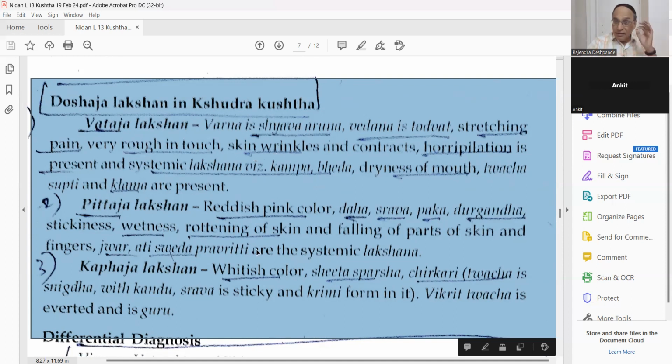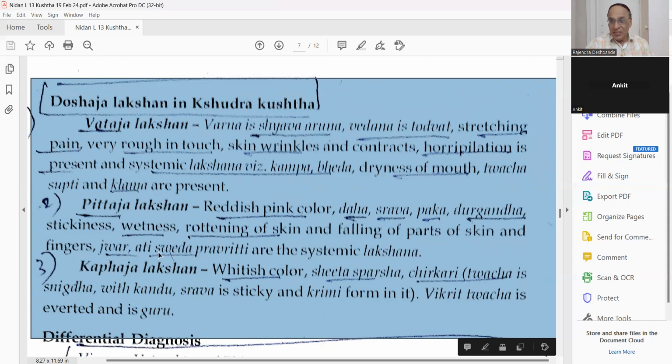Durgandha. You remember the properties of Pitta dosha? Pittam sasneham tikshnoshnam, visram saram dravam. Visra, a typical smell. Pitta is always with the smell. Pitta is always with the odor. Remember this thing. Okay. Then wet, rotting. Gangrene is possible with Pitta.